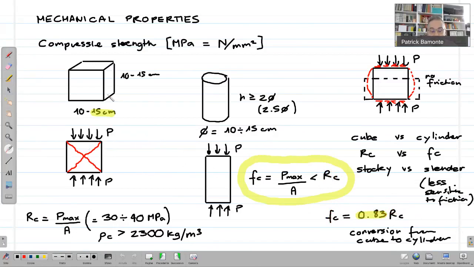But cubes are more easily done when you are on a working site, and moreover, they don't need to be reworked when they are tested in the lab, because the lateral faces of the cube are plane, whereas the only plane faces of the cylinder are the end faces, which need, in any case, some additional work, like grinding, because of course they are surfaces that are not perfectly plane.